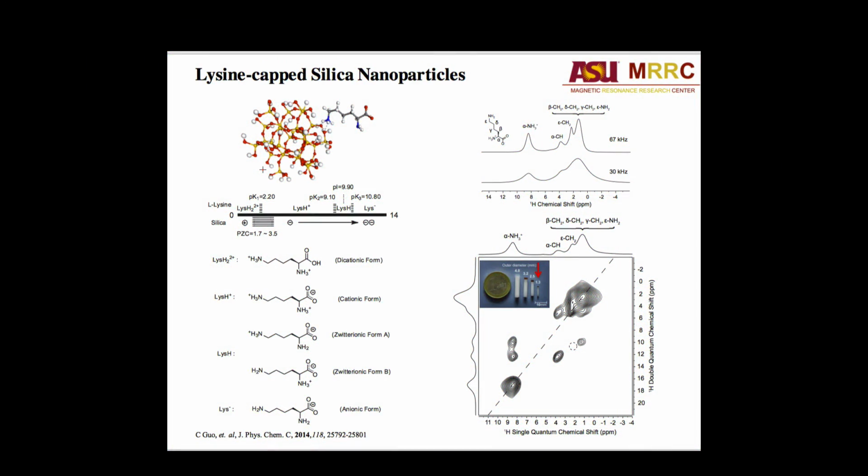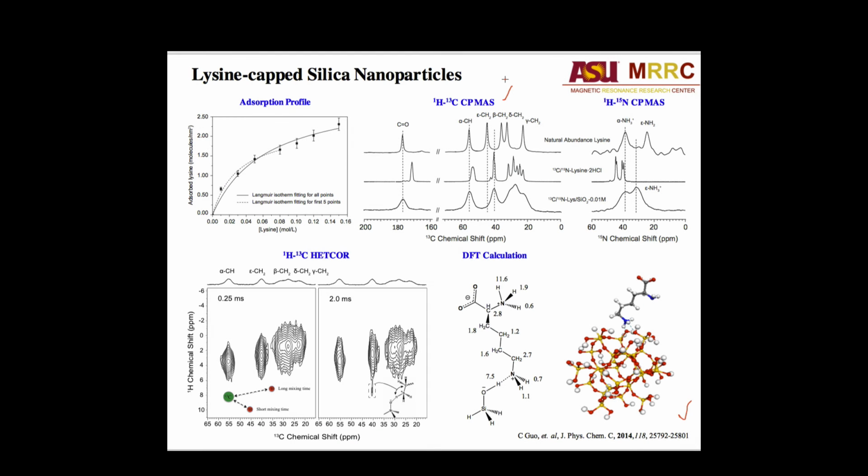So, we also have another system to talk about, and it's amino acid capped silicon nanoparticles. I have two model systems in this field. The first one is the lysine capped silicon nanoparticles. Here I showed you just a cartoon of lysine at the surface of the silicon nanoparticles. So we applied proton to carbon and proton to nitrogen to study the system first.